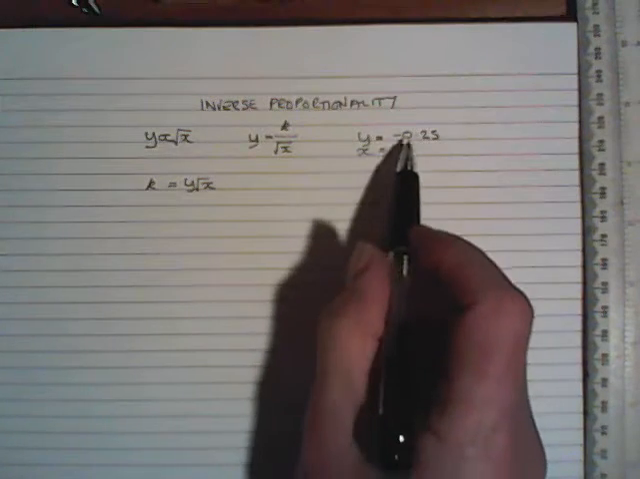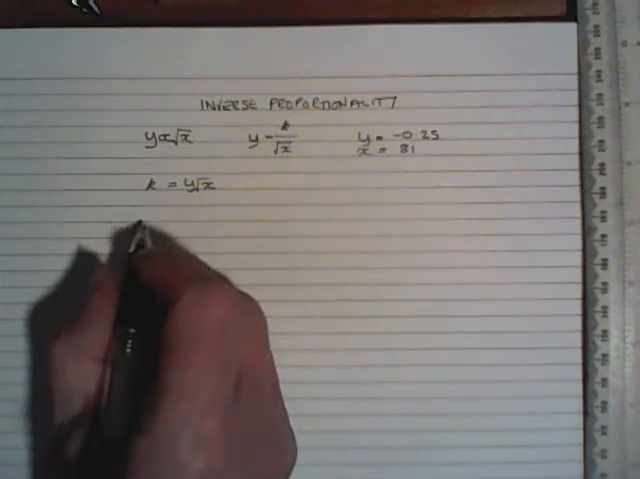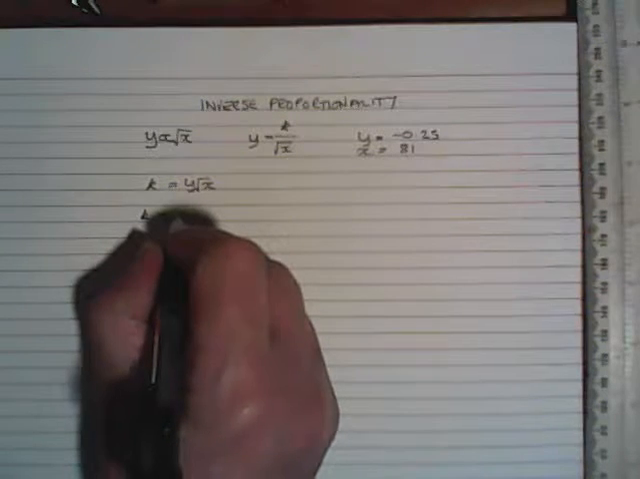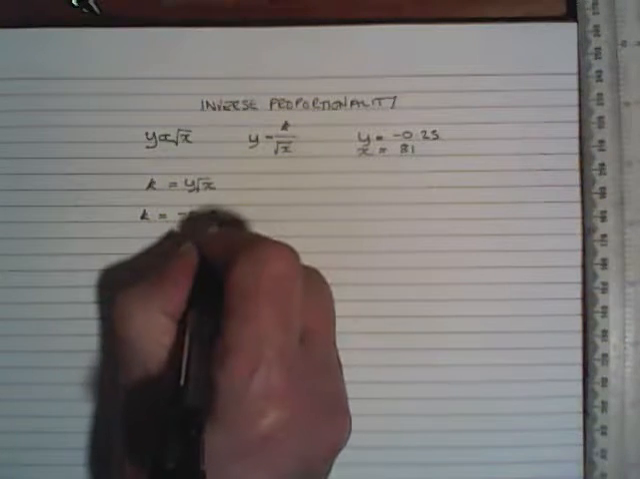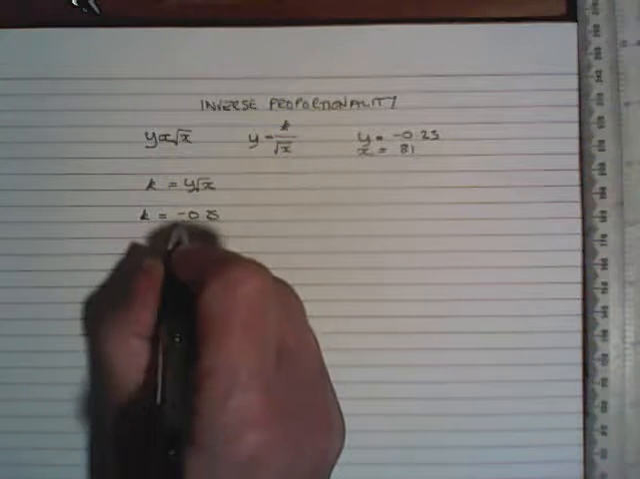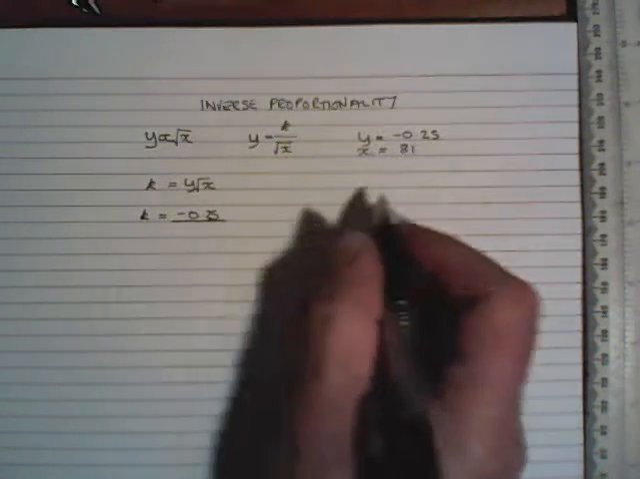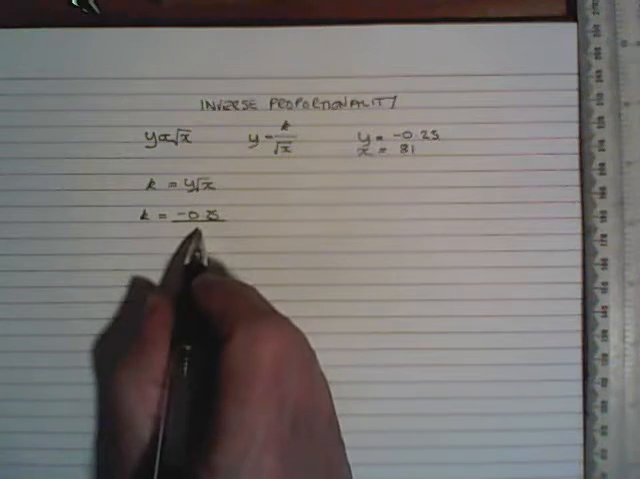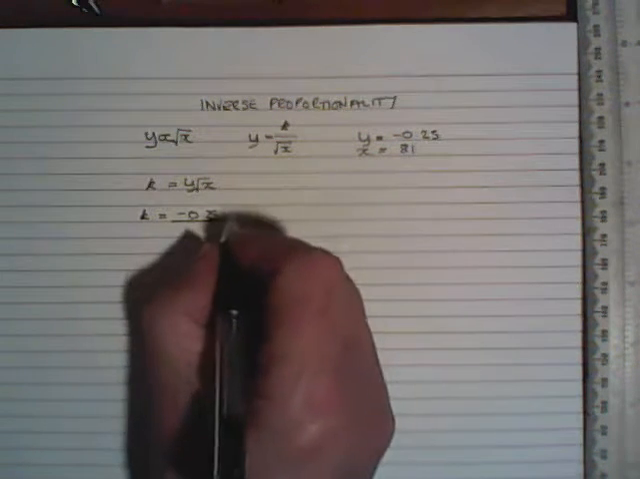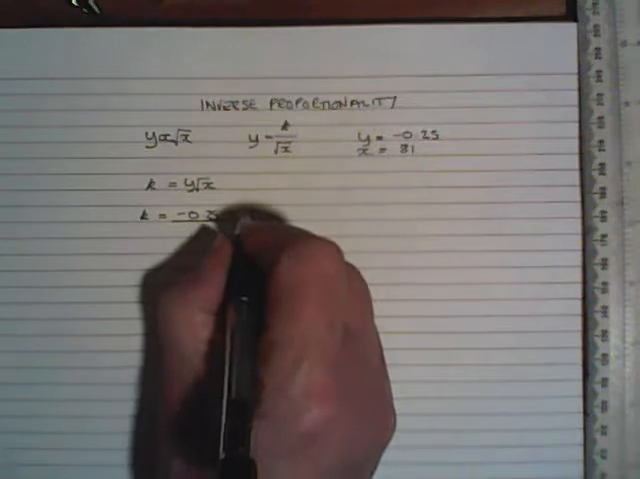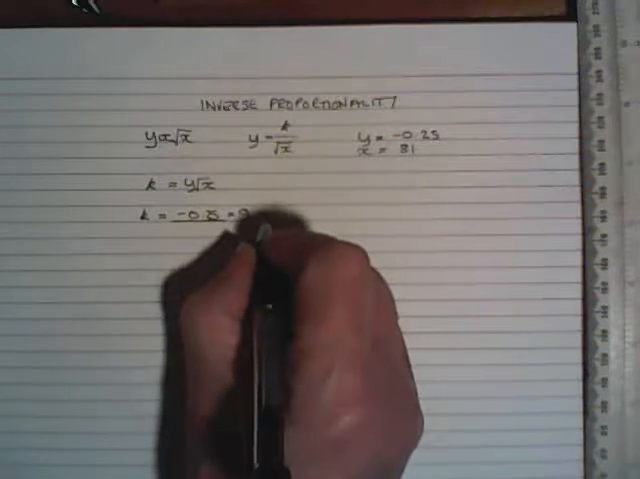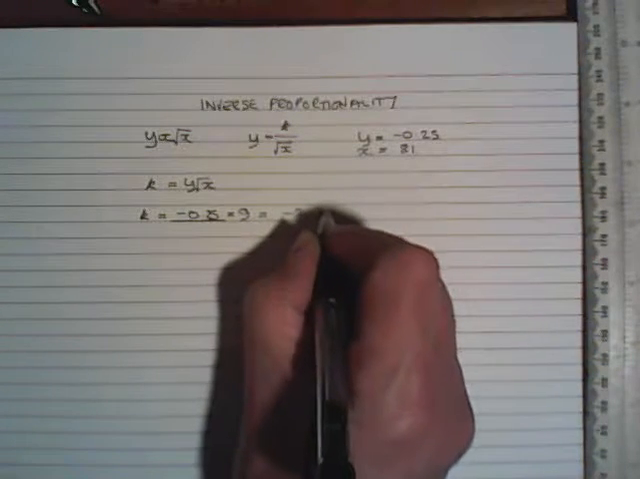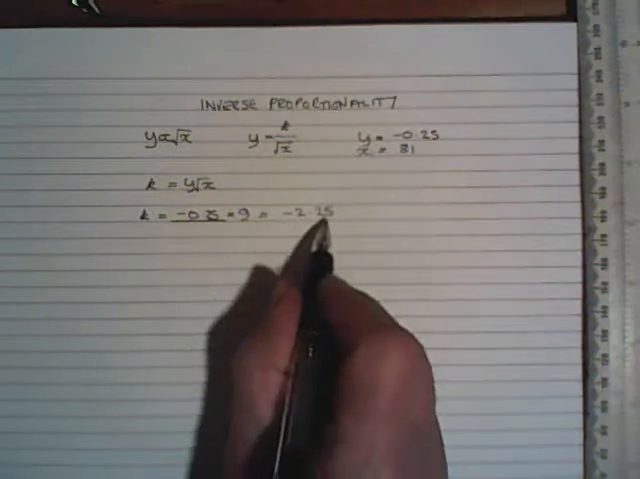Now what we want to do is to plug in these numbers where y and the square root of x exist. So we have k, which is the constant we're trying to find, equals minus 0.25, and what do you think is the square root of 81? Well, I'm doing this wrong, aren't I? That should be times the square root of 81, which is 9. And that value comes out, if you want to check it, as minus 2.25.